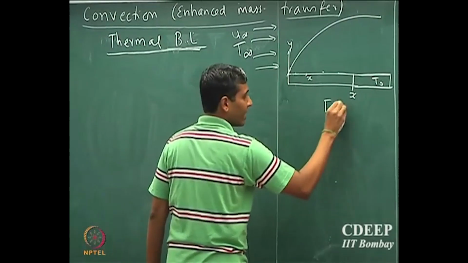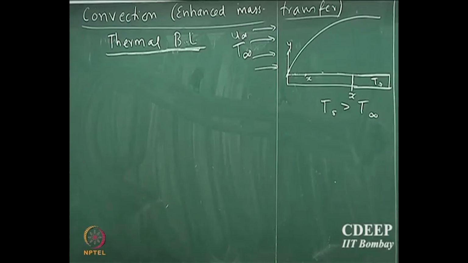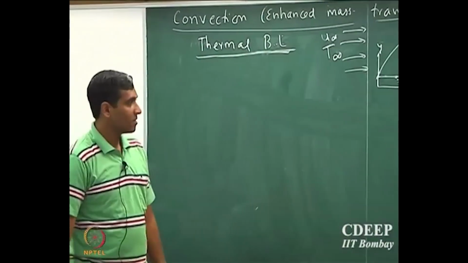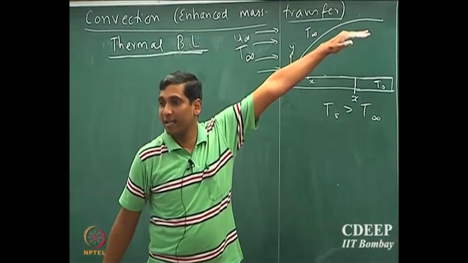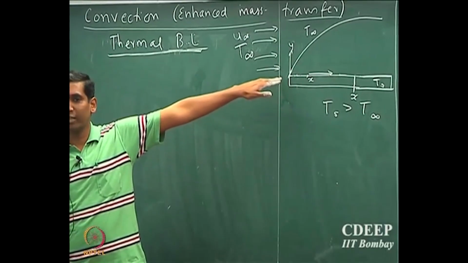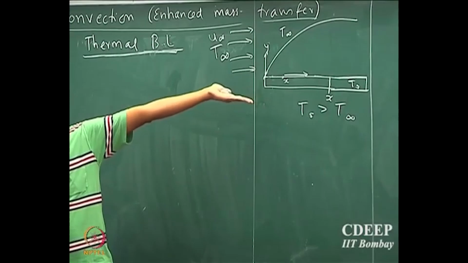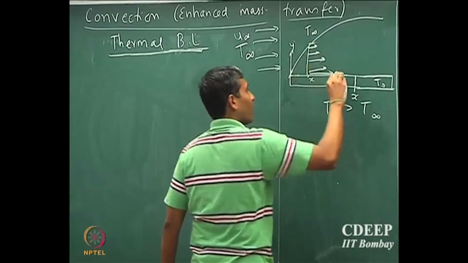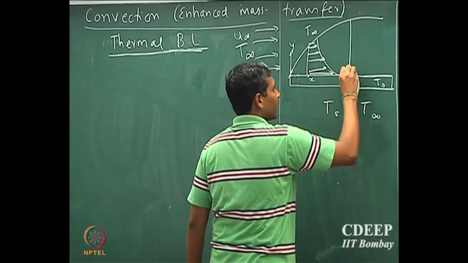If I assume that Ts is greater than T infinity, what will be the temperature profile? T infinity is the temperature of the free stream fluid above the boundary layer. The fluid particles close to this surface would quickly reach equilibrium with the flat plate, and their temperature will be very close to or equal to the temperature of the flat plate itself, and therefore there will be a gradual decrease in the temperature till the boundary layer edge. That is the temperature profile you would expect, and similarly you can draw this at different locations.